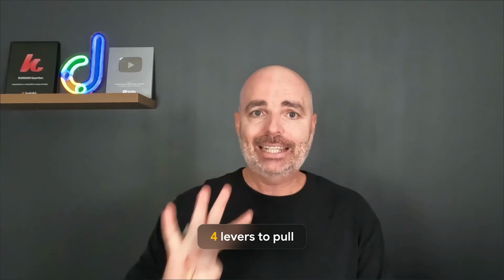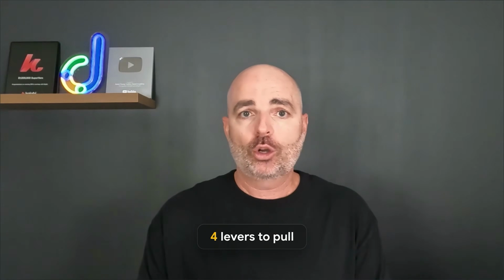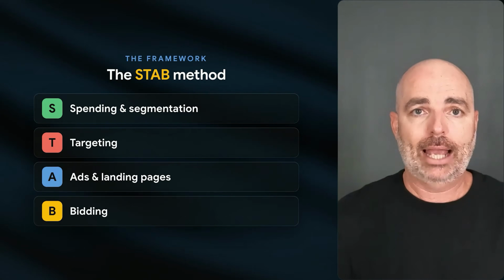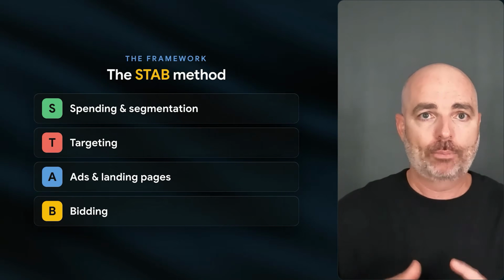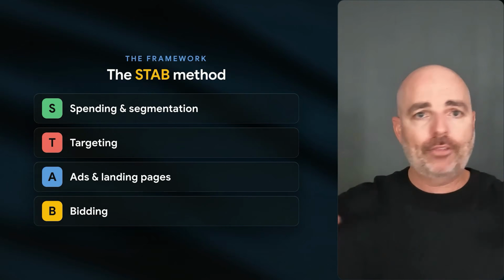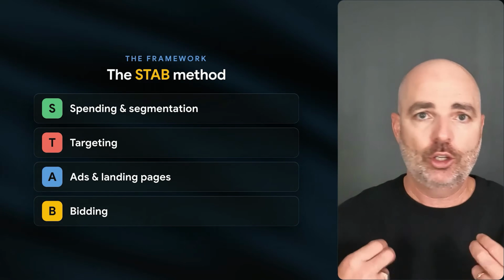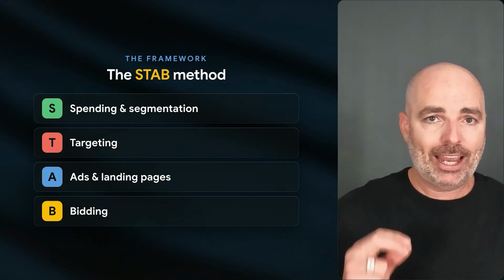Now, when it comes to optimizing your Google search campaigns, it's important to note that there's 4 key levers, or 4 key focus areas, that you can use in order to increase the performance of your Google Ads search campaigns. And I call this my STAB framework for optimizing Google Ads. What the STAB framework is: if you take all of the hundreds of different optimization actions that you can complete inside of a Google Ads search campaign, they are all broken down into 4 core categories. And let me grab my iPad so I can show you what these are.